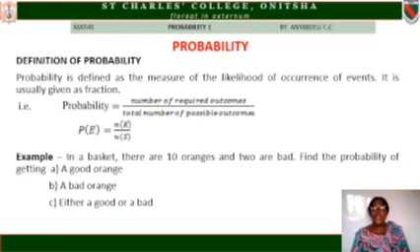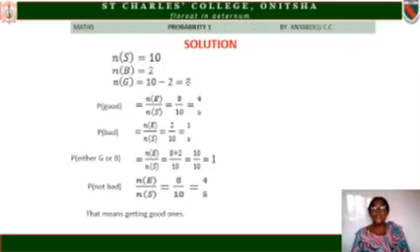Example: in a basket, there are 10 oranges and 2 are bad. Find the probability of getting A, a good orange; B, a bad orange; C, either a good or a bad orange. Solution. n(S) equals 10. n(B) equals 2. n(G) equals 10 minus 2, which is 8.